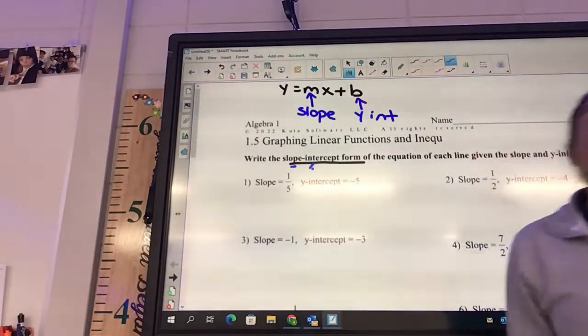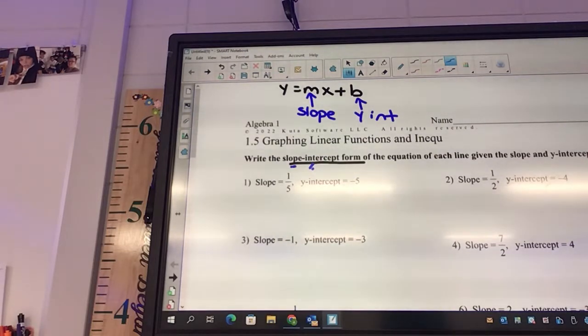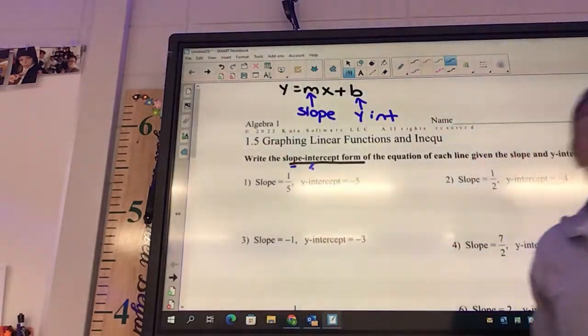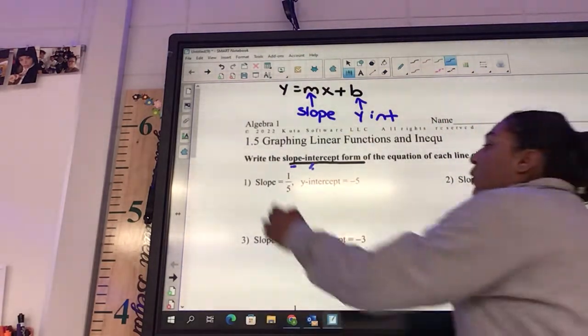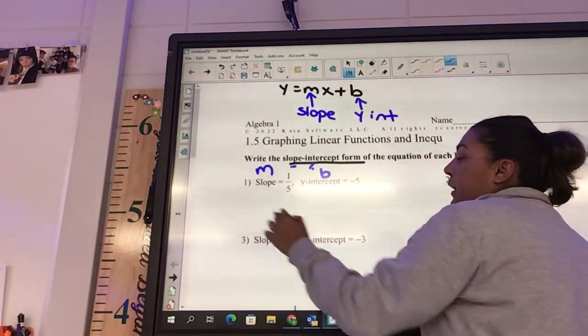The y and the x are the y and the x. Those stay in the formula. You never do nothing with them. They're part of the formula. So this first part is pretty easy. What letter belongs to slope? M. What letter belongs to the y-intercept? B.